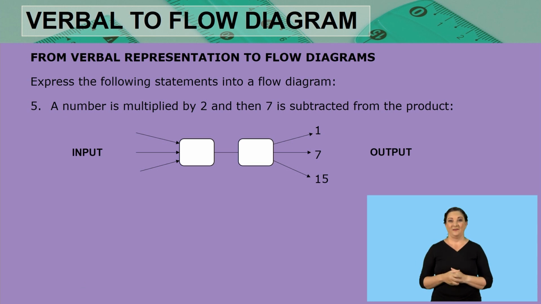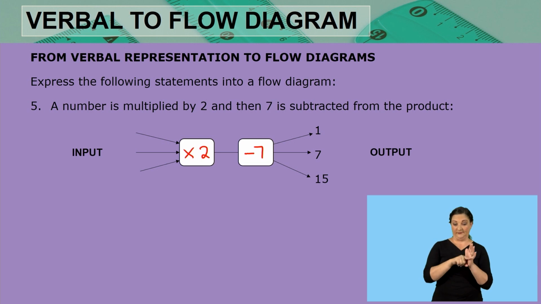So a number is multiplied by 2, and then 7 is subtracted from that product. So from that product there, we need to now go and subtract our 7. But now we've been given the answer and we need to find that input value. How are we going to achieve this? Since we know that number was first multiplied by 2 and then 7 was subtracted, we are going to work in reverse.